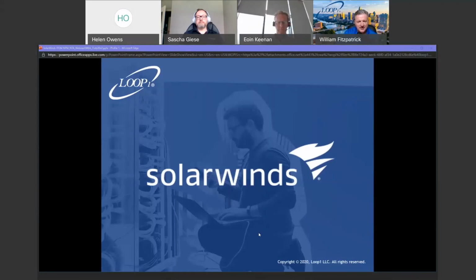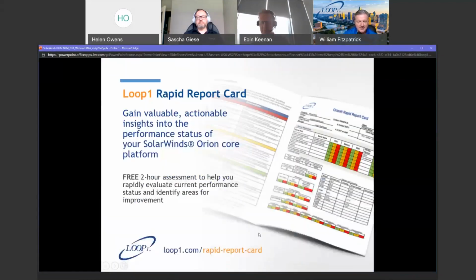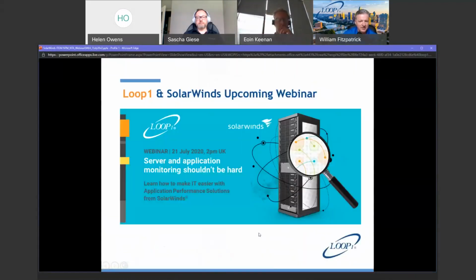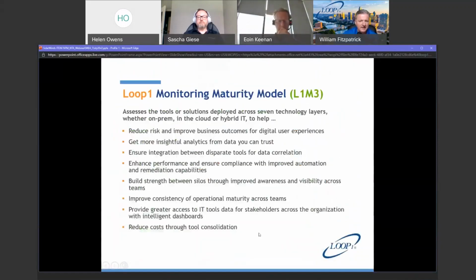So as we look at these concepts that Sascha and Eoin have shared with us today, I think that it really takes us back to what we were speaking of as we went into the conversation. When we think about monitoring our environment today, we really have to think about it from an end-to-end perspective, and we have to think about it from the perspective of who are the key stakeholders that need to see the information associated to that digital user experience that we're trying to deliver.